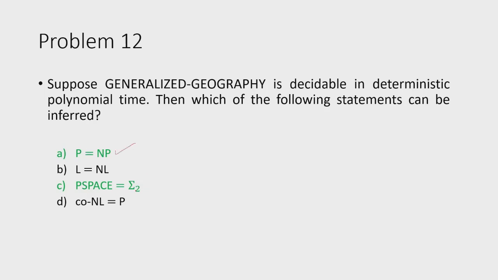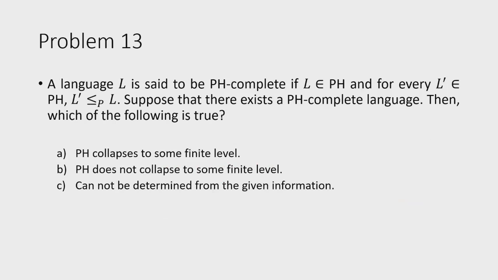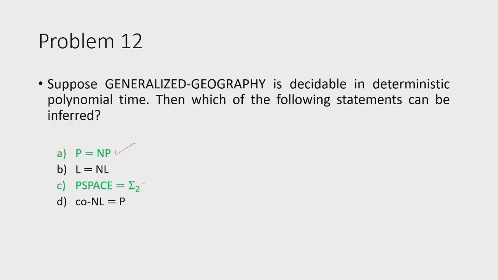Now for option C, we know that Sigma 2 is contained in PSPACE. So if P equals PSPACE, Sigma 2 is also in P. But we know that P is in Sigma 2, so P is equal to Sigma 2. So this option is also correct. And options B and D, they might be correct, they might not be correct. But right now we don't know any relation between the P versus PSPACE problem and the L versus NL problem, or the co-NL versus P problem.